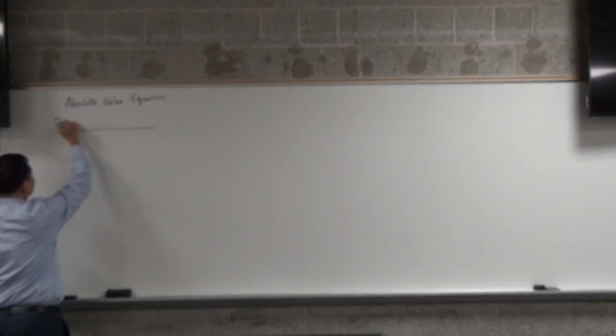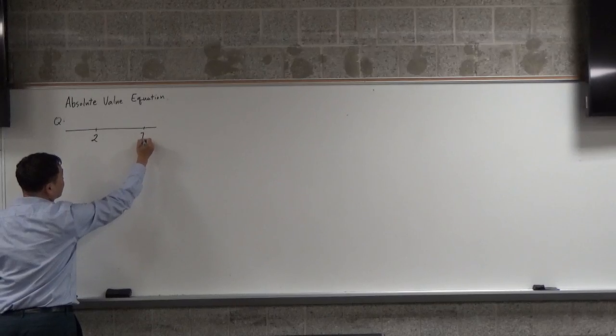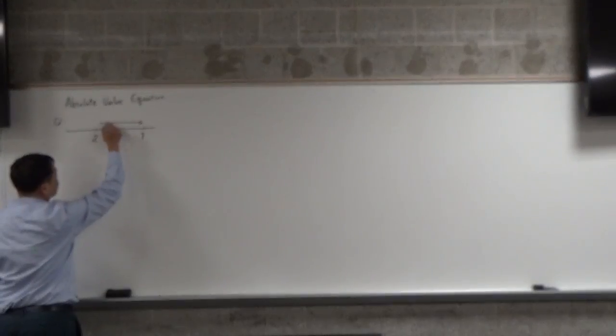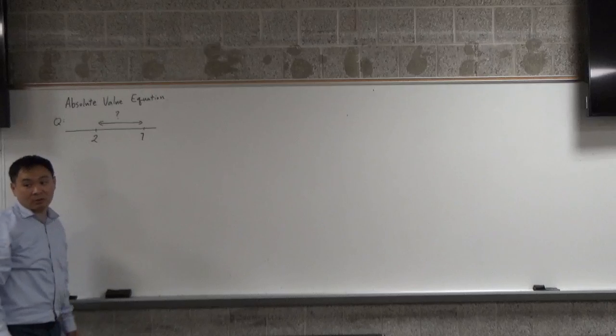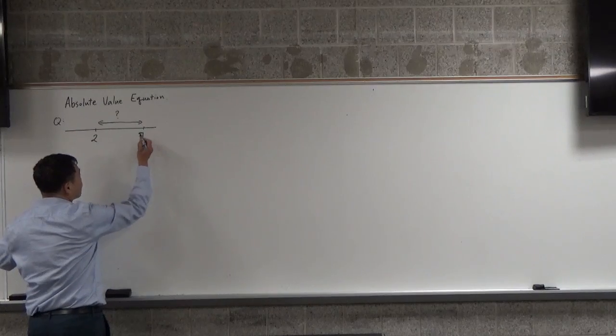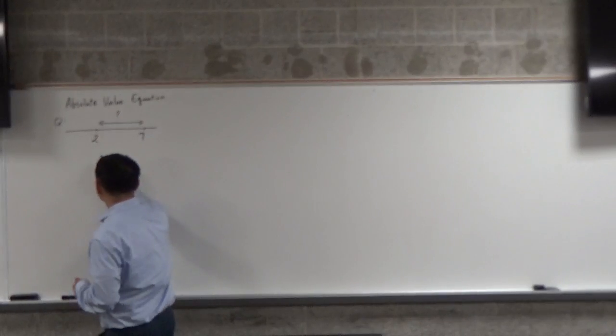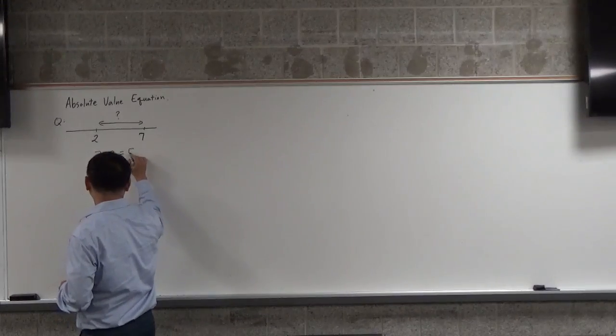So here's a question. If you have 2 and then 7, what is the distance between these two numbers? What is it? 5, right? So how do you get 5 from 2 and 7? Subtract, right? So you do 7 minus 2 equals 5.